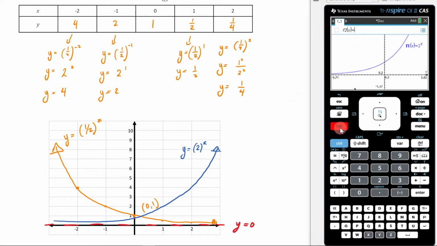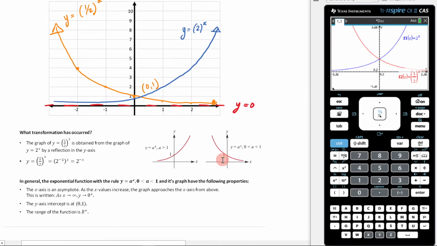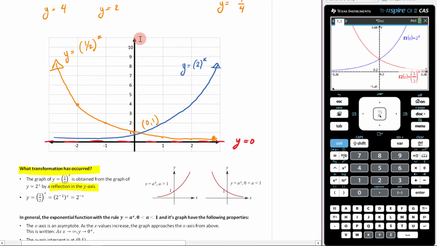And we can draw this on our CAS as well. Let's come here. I've already got 2 to the x in here. Let's put in the half. Perfect. Look at that. We have a reflection. All right, so how is this a reflection? What does this mean? Let's scroll down here and have a look. It says, what transformation has occurred? The graph y is equal to a half to the x is obtained from the graph of y is equal to 2 to the x by, now this is the part that you should highlight, a reflection in the y-axis. We have reflected it in the y-axis here, not in the x-axis.